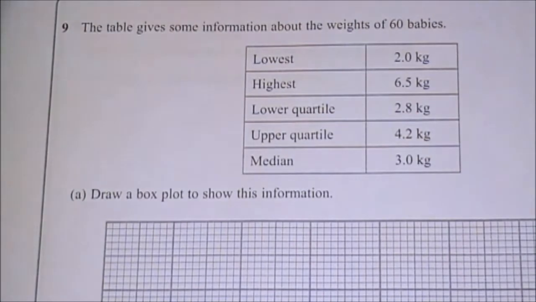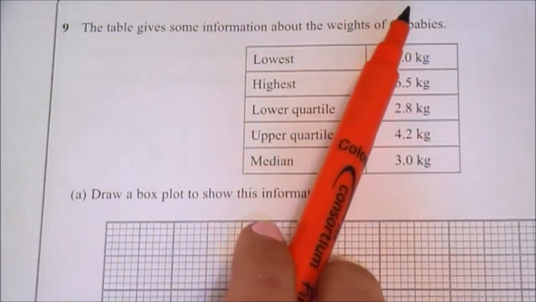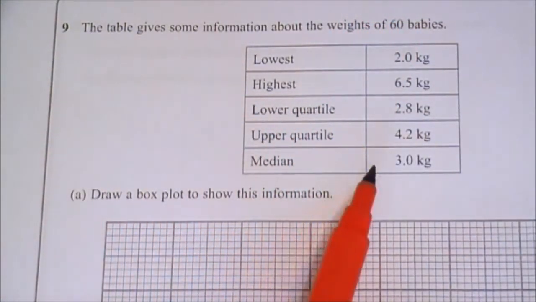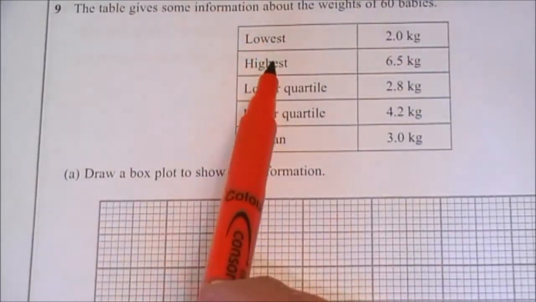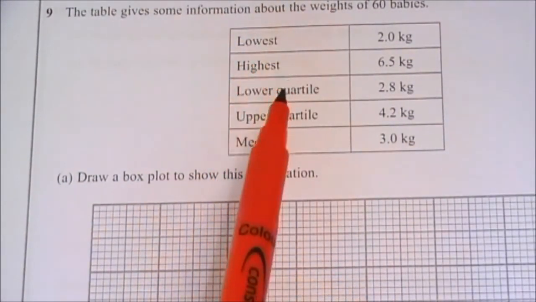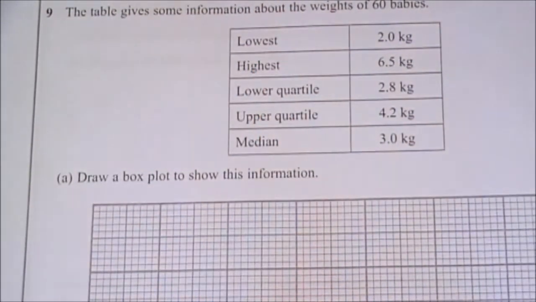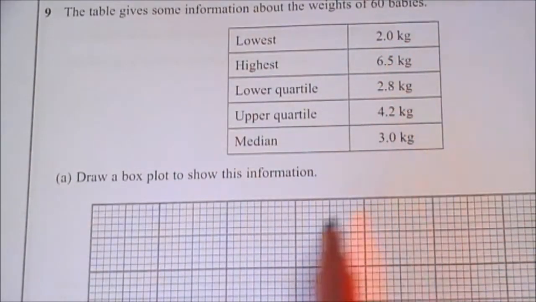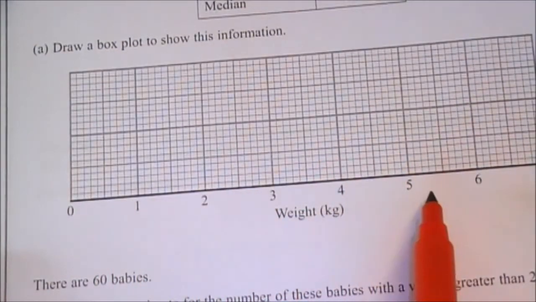Question 9 is a lovely question. It's simply drawing a box plot. So the table gives some information about the weights of 60 babies. Draw a box plot to show this information. So a box plot has a lower value, a highest value, upper quartile, lower quartile, and the median. So I just need to draw each one of those on this, and they've even given me the scale.